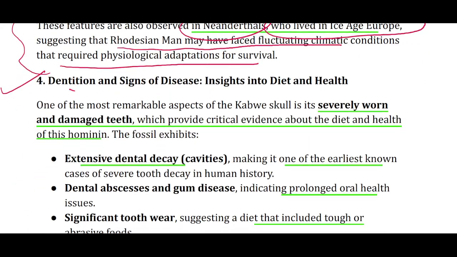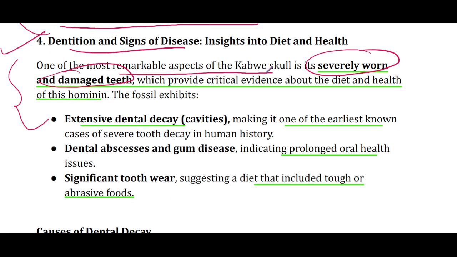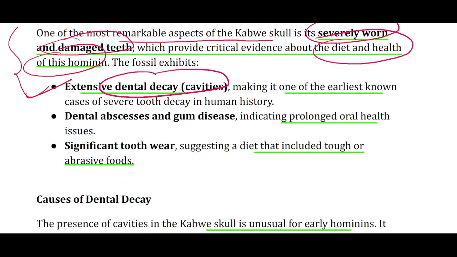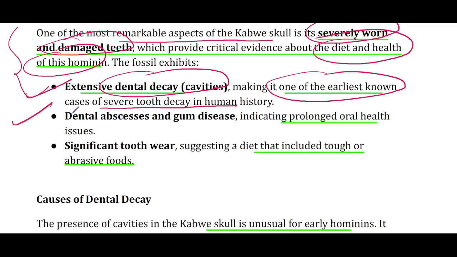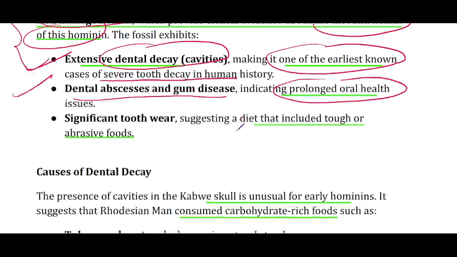Now next, dentition and signs of disease. So one of the most remarkable aspects of Kabwe skull is severely worn and damaged teeth, which provide critical evidence about diet and health of this hominin. First, extensive dental decay cavities, making it one of the earliest known cases of severe tooth decay in human history. And dental abscesses and gum disease indicating prolonged oral health issues.